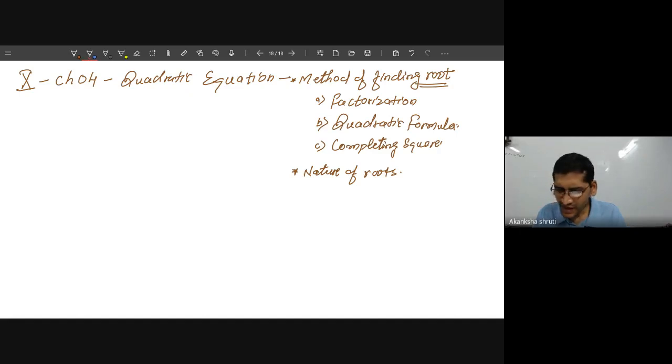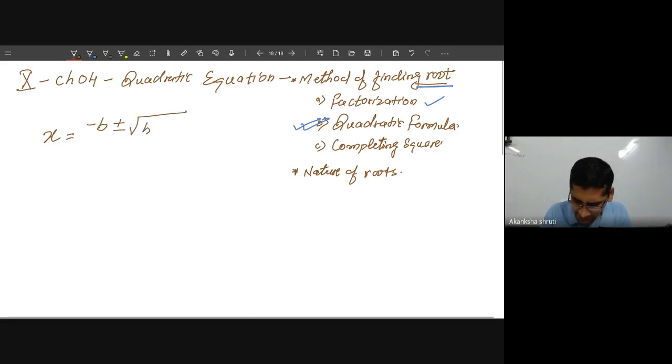The topic is how to find the roots. Meaning, if a quadratic equation is given, then how you can calculate or find the roots. One method is factorization. This we have already covered. Today we will learn about the quadratic formula, which is known to many students. In this quadratic formula, the value of x is calculated by knowing the coefficients. It is given by x equals minus b plus minus under root of b square minus 4ac, whole divided by 2a.